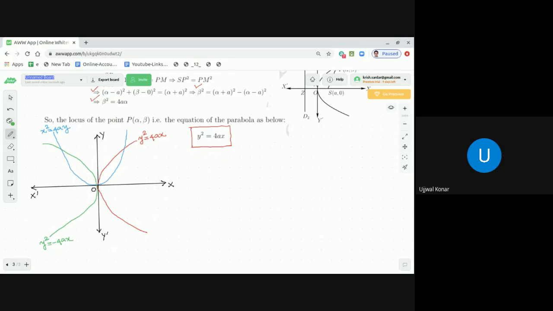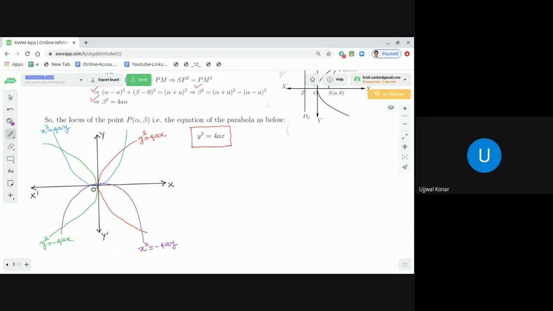And in a similar manner, the blue color is x square equal to 4ay. That means the blue color parabola has the axis OY. Now if we flip it, it will be downwards and its axis will be OY dash, and let me draw it in a purple color. So its equation will be something like this. Correct, dear students? It should be x square equal to minus 4ay.